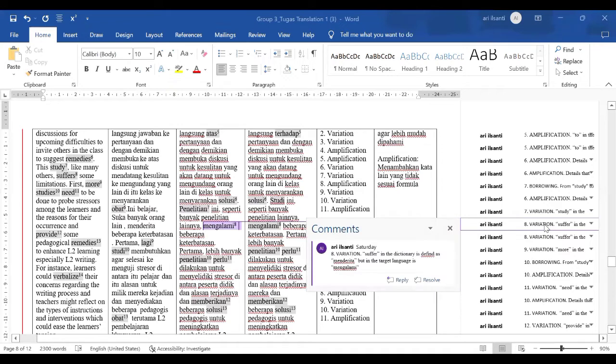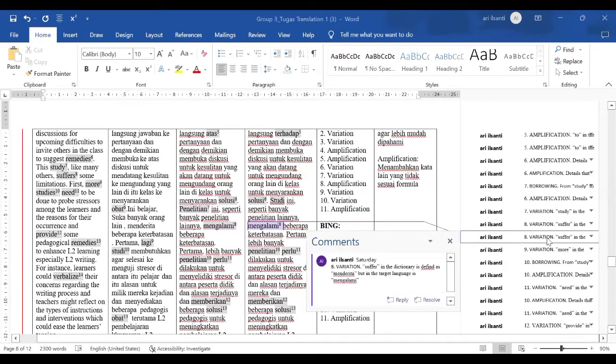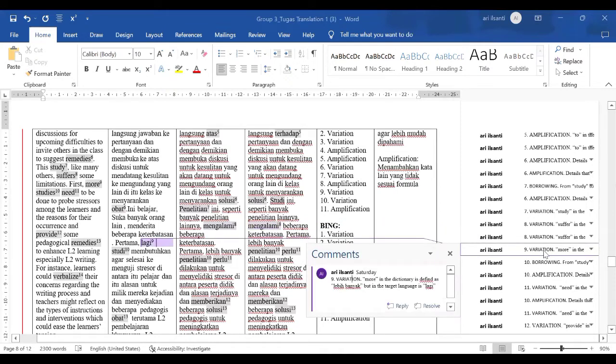And the next is suffer. In Yandex translation is variation. Suffer in the dictionary is defined as menderita, but in the target language is mengalami. And the Bing translation is variation. Suffer in the dictionary is defined as menderita, but in the target language is mengalami. Next is more. In the manual translation is variation. More in the dictionary is defined as lebih banyak, but in the target language is lagi. Next is need.